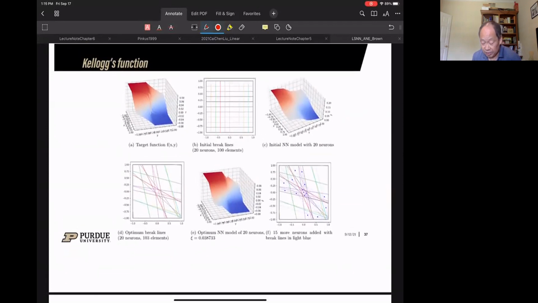This is a Kellogg problem. This is one of the really difficult benchmark test problems for the adaptive finite element. We did extremely well too.